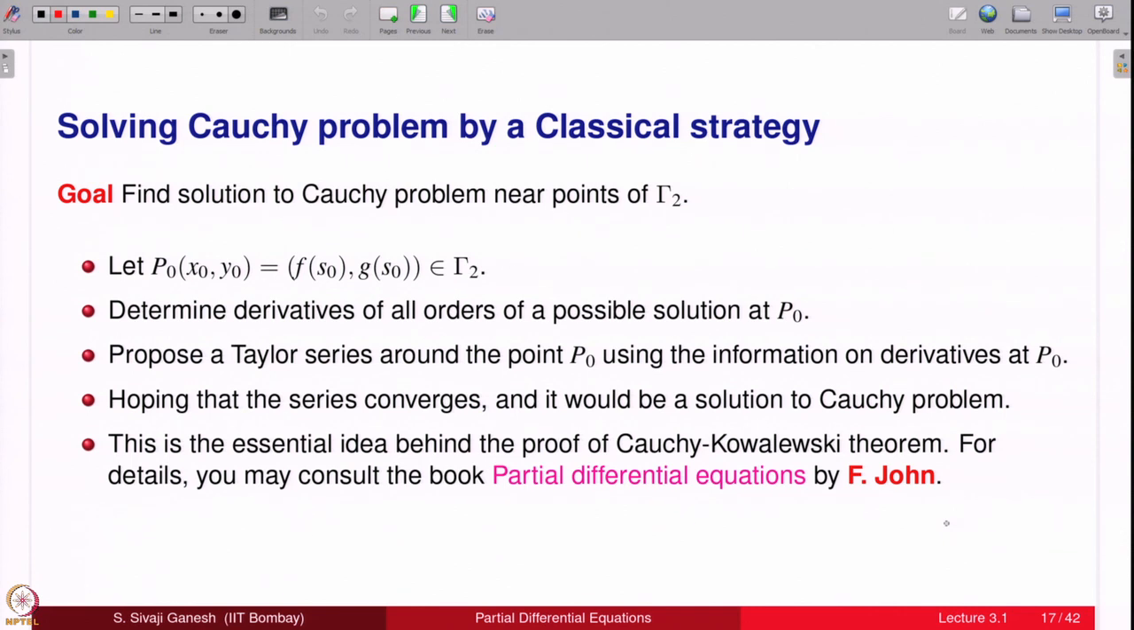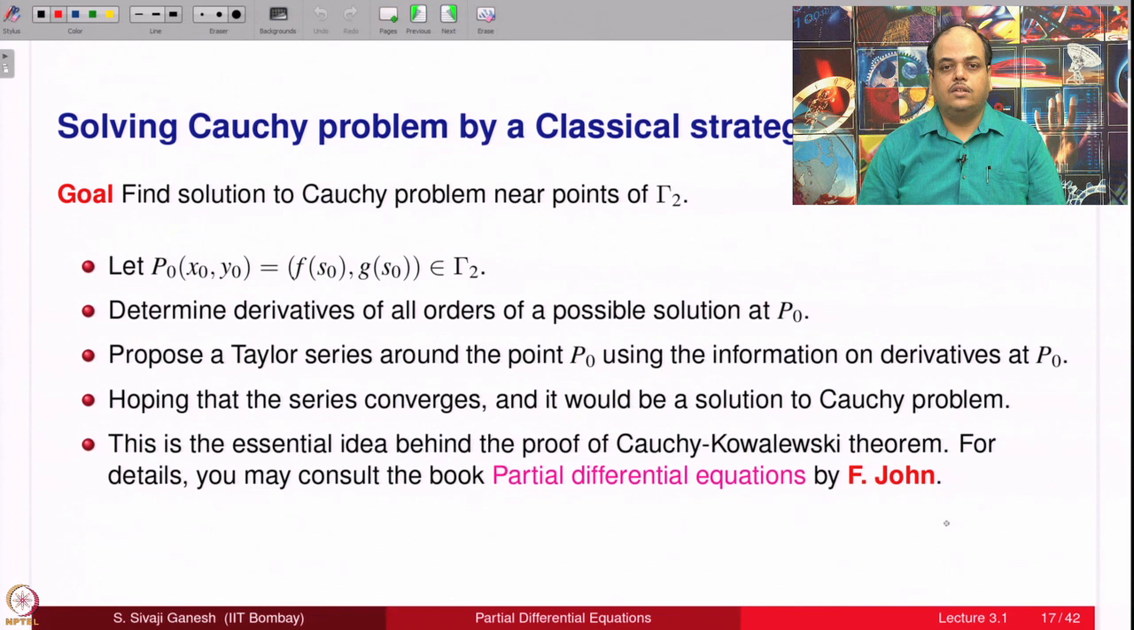So, in other words, somebody comes to you and tells you that, boss, I know that this Cauchy problem has a solution which can be expressed in Taylor series format. It has a Taylor series expansion. In other words, he is telling you that the solution is real analytic. Now, your job is only to find that. To find that, all you need to do is find all partial derivatives of the function at the point p 0. If you can determine them uniquely, then you have caught hold of all the derivatives and can propose that Taylor series.